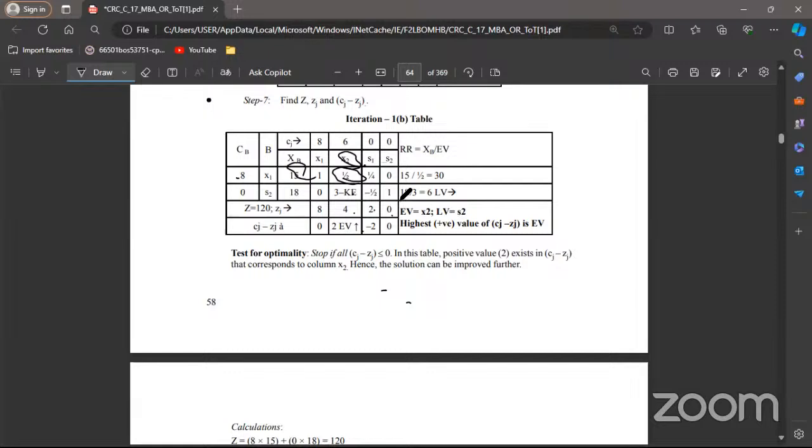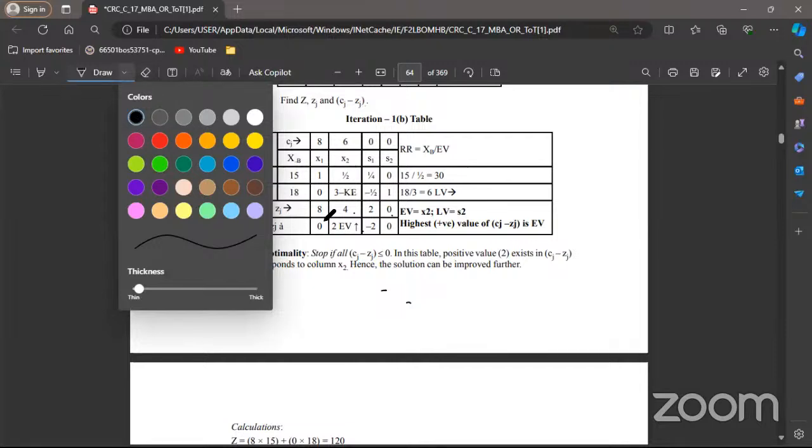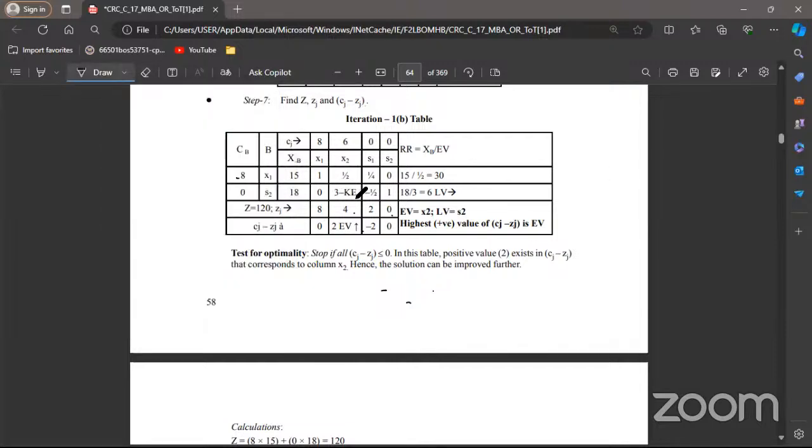Now tell me which is the key element? The 3. The intersection of key column and key row. Which is the key column? X2 column. Which is the key row? S2. So the intersection of key column and key row is the key element. Is that clear? Yes. So this is your key element, 3. They have already written here. Now, which is known as key row?